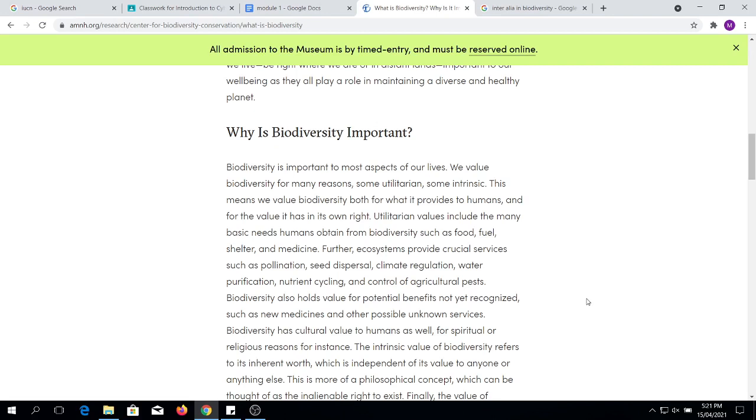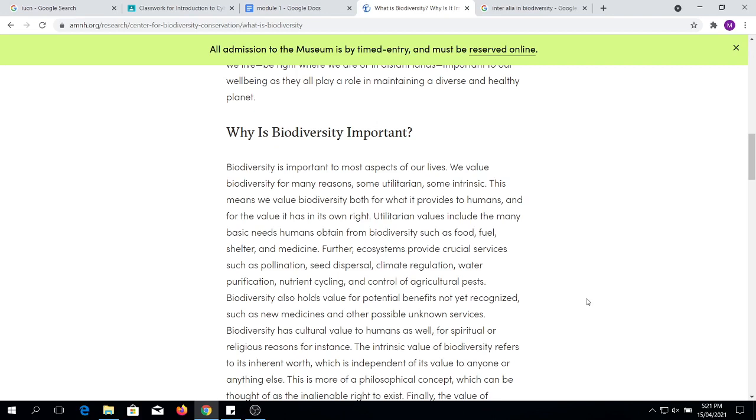So biodiversity also holds value for the potential benefits that are not yet recognized or discovered, such as, for example, medicine. Who knows, the most effective medicine may be found through biodiversity, and other possible unknown services.